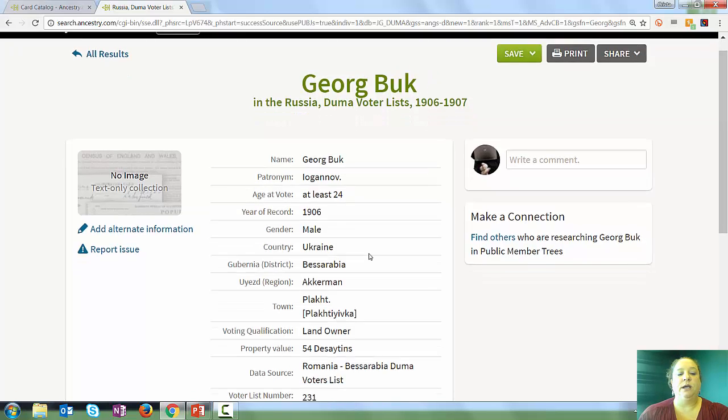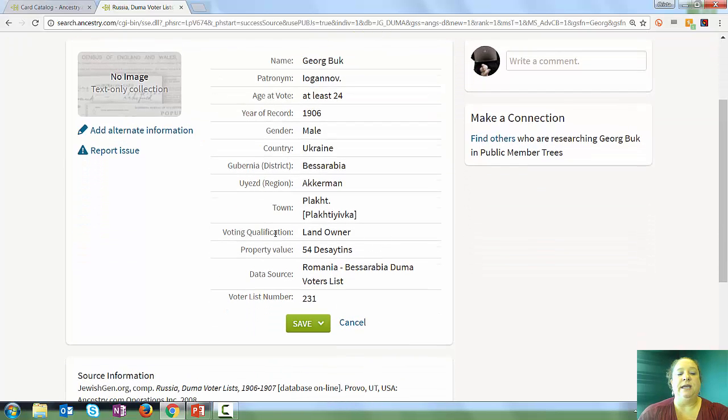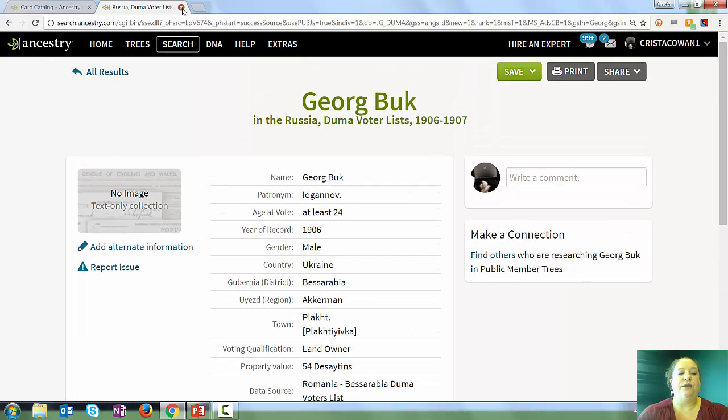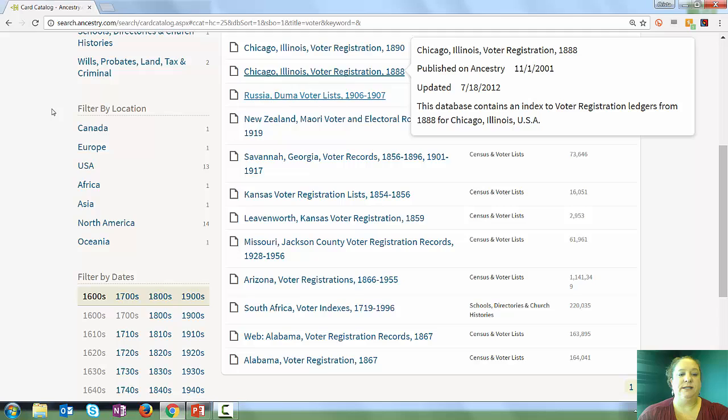This is the year he voted, the country, the district, and then here is the qualification for voting. In this case, this individual happens to be a landowner. It tells us the value of his property, and then it gives you a source for that original list. So if you want to actually order a copy from the archive of the original voter list and see if there's any additional information available on that, you can do so. So those are the Russian Duma lists.